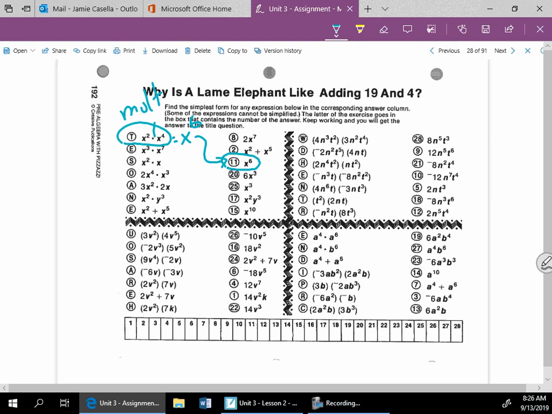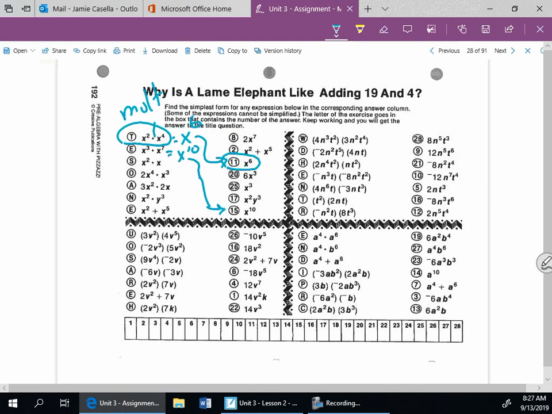Okay. Try the next one. We would do x to the 3 times x to the 7. That comes out to x to the 10. And we'd find x to the 10 down here. So in box number 15 at the bottom, you would put the letter E this time. And so on and so on. Until the whole box comes in.